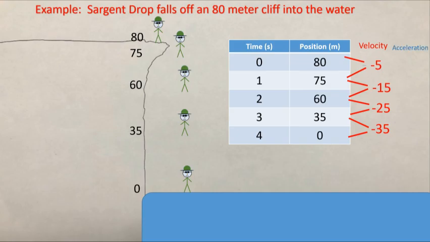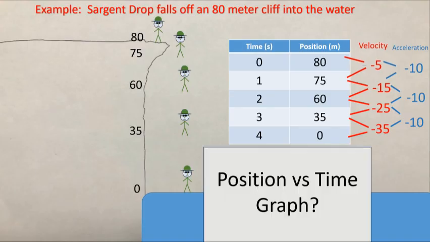We can find acceleration by looking at the change in velocity. Between -5 and -15, you add -10 to see how much it speeds up. All right, and that process goes all the way down, and so you have an acceleration of -10, and it's a constant acceleration throughout his fall.